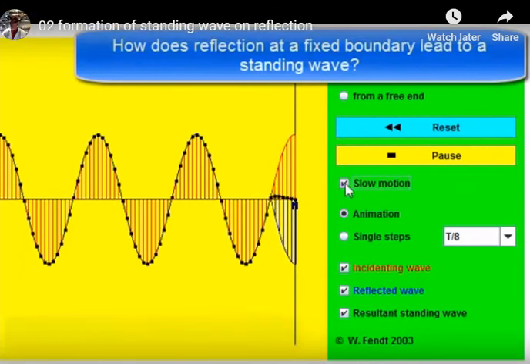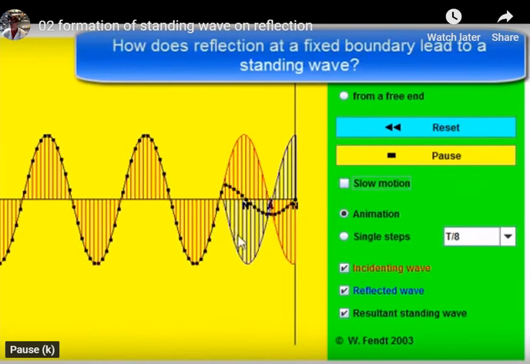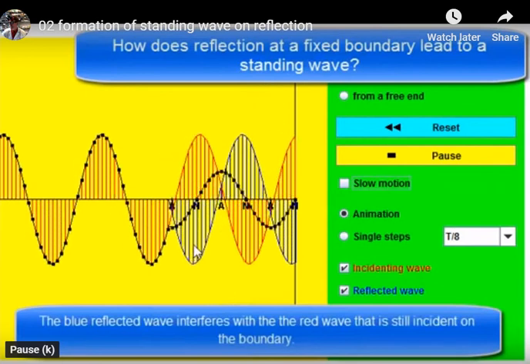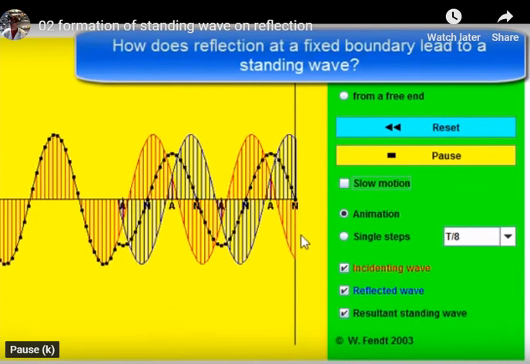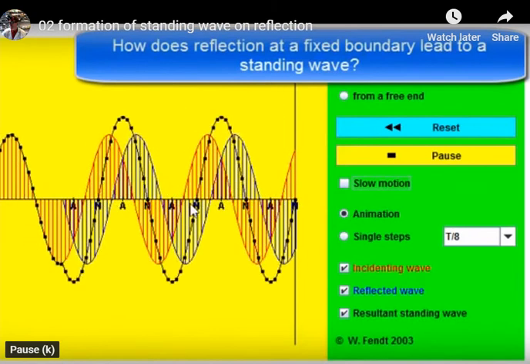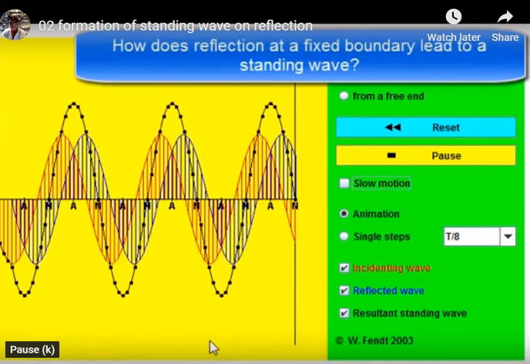And we'll just speed the animation up again. And what we can see is that the returning wave, the reflected wave, interferes with the incident wave. We have the conditions required for a standing wave to be set up. And you can see that we get this pattern of stationary nodes and antinodes along the wave, and we have a standing wave, which is this black wave.